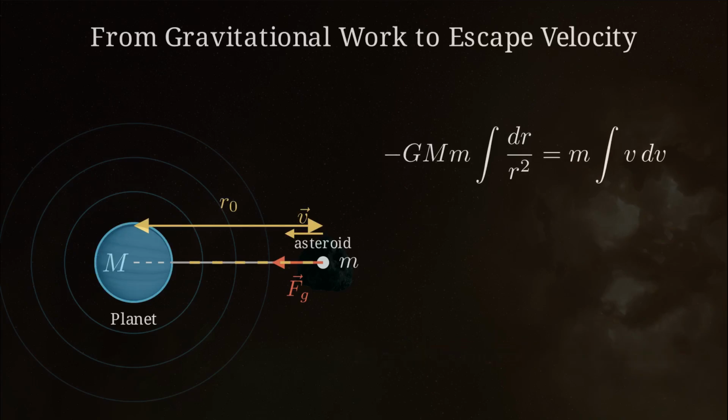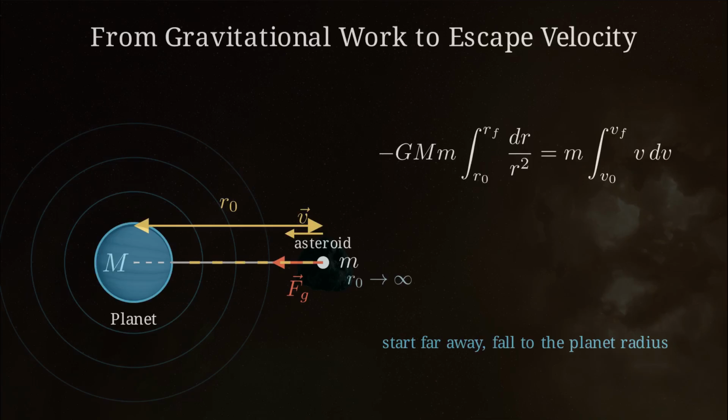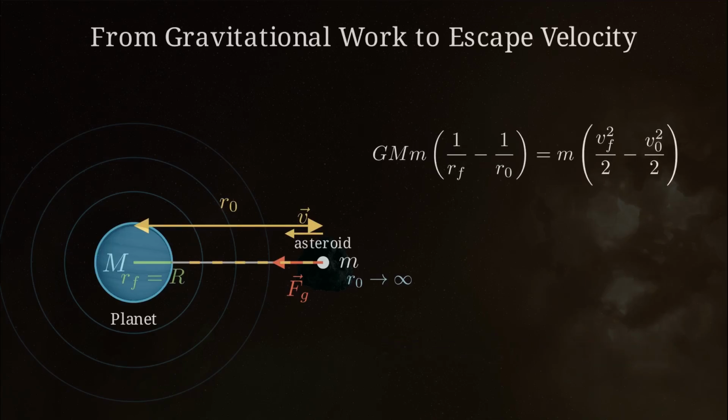The left side becomes minus GMm times the integral of dr divided by r squared. On the right side, if the motion is along one line, v vector dotted with dv vector becomes v dv. Now we apply limits. The distance changes from r0, the starting distance, to rf, the final distance. The speed changes from v0, the starting speed, to vf, the final speed. Now we integrate both sides. The integral of 1 over r squared gives minus 1 over r. The integral of v dv gives 1/2 v squared. This equation connects gravitational work with the change in kinetic energy.